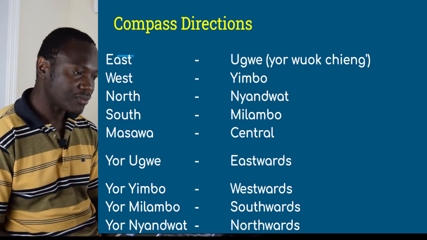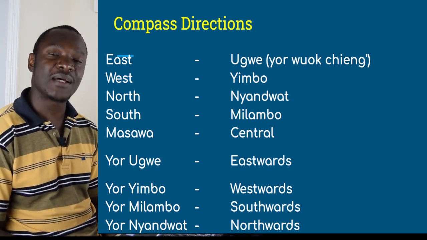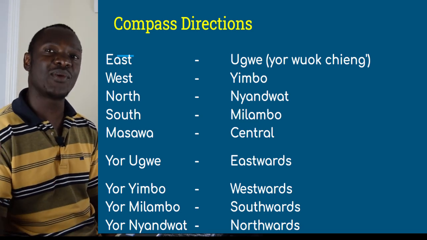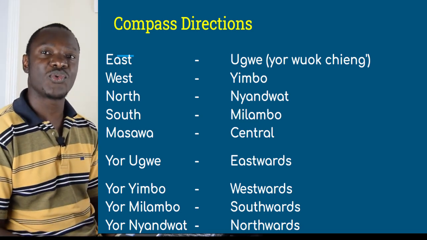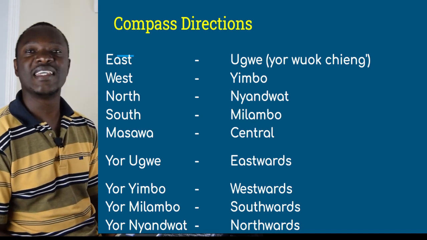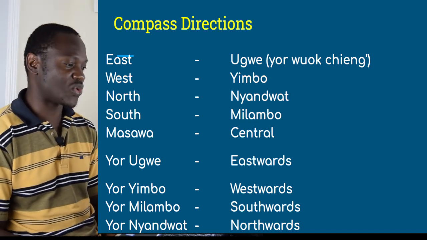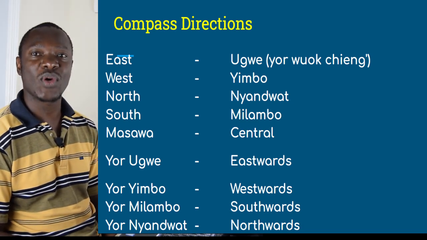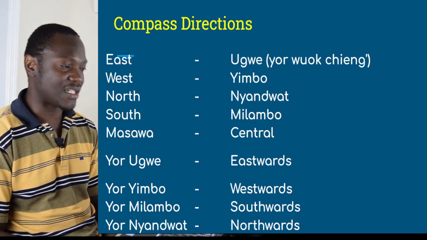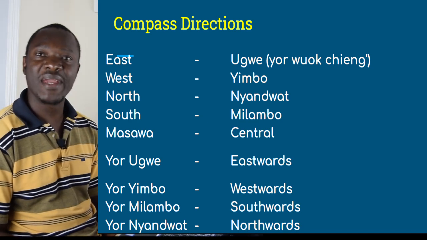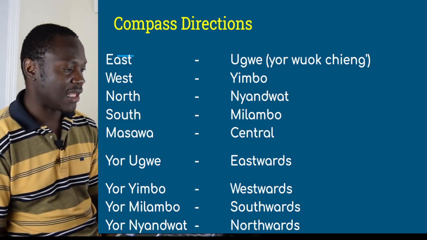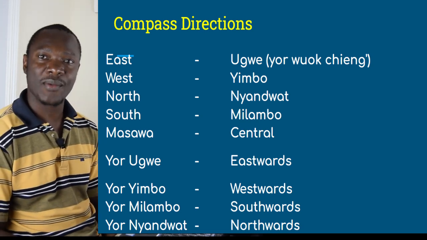Compass directions. East, ugwe. Sometimes they say yor wuok chieng, the side where the sun comes from. West is yimbo. North is nyanduat. South is milambo. And then central is masawa.